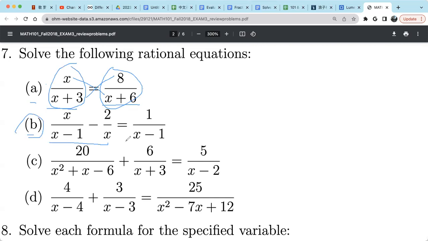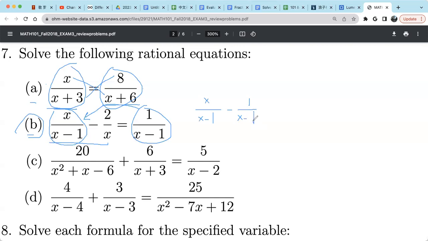However, I see this term has x minus 1 as denominator, and this one has x minus 1 as denominator. Why don't I move them to be on the same side, so I can combine them? With common denominators, I can combine their numerators by the operation, right? So let's move to the other side. When we move to the other side, we have x over x minus 1 minus, because 1 over x minus 1 on the right-hand side is positive. Moving to the left-hand side, it becomes negative.